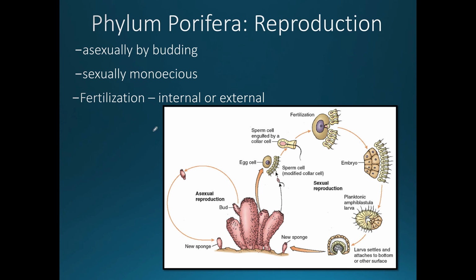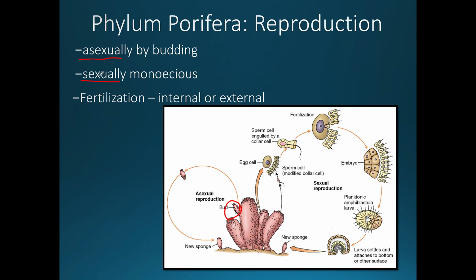Now, species within the phylum Porifera can reproduce asexually or sexually. When they reproduce asexually, they do so by forming buds. And you can see that happening right down here, where the small little bud is forming off of the much larger parent. It will then fall off and will float to the bottom and attach to the bottom and begin to grow into an adult.